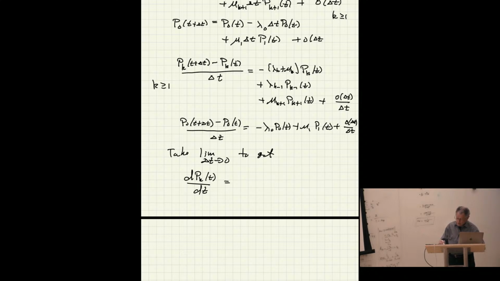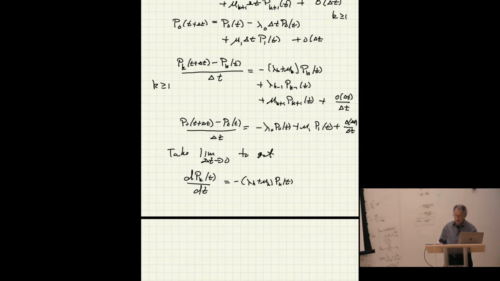These first two terms have no delta t's in them, so they just repeat. In fact, so is true for this term. But what happens to o of delta t divided by delta t as delta t goes to 0? o goes to 0 faster than delta t, so the whole thing I just circled goes to 0. So I get rid of it as delta t goes to 0. So let's write that out. Continuing on, these terms don't change, minus lambda k plus mu k, pk of t.